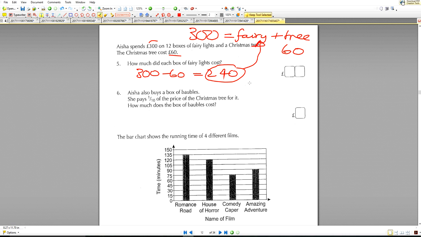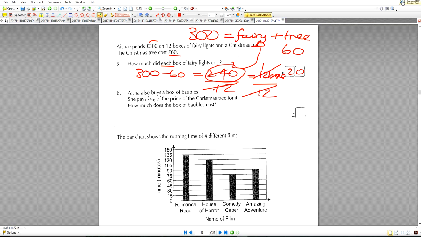So if 240 is the cost of 12 boxes, we want to work out how much each box costs. So we divide this by 12, and that will give us the cost. So that gives you 1 box, and that gives you £20. Okay, so the answer is £20 for each fairy box.